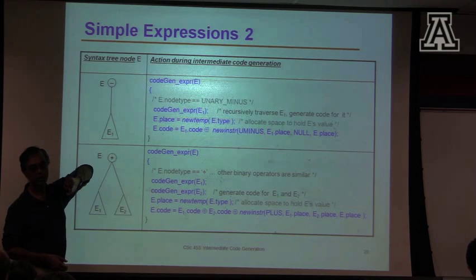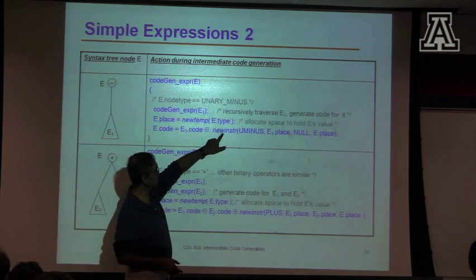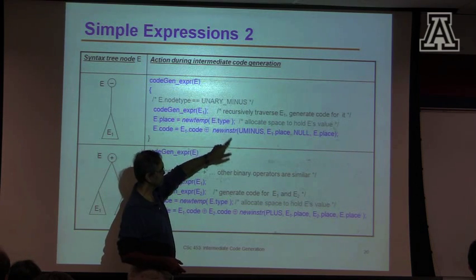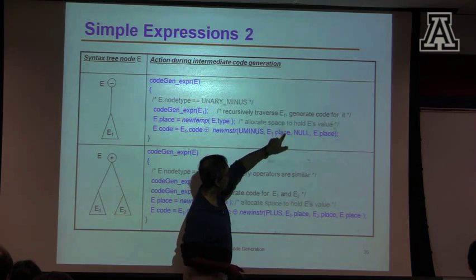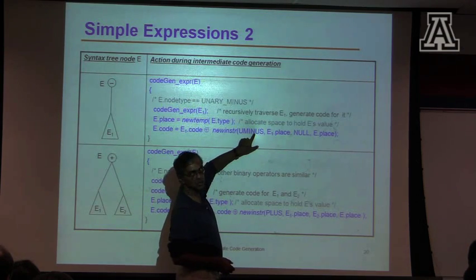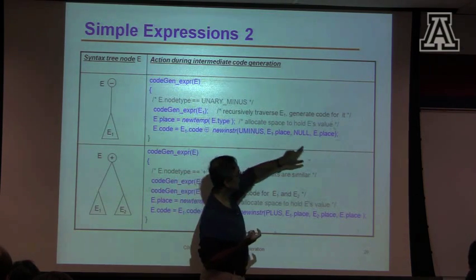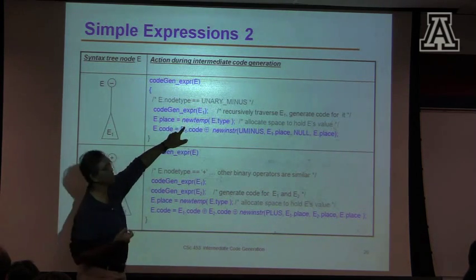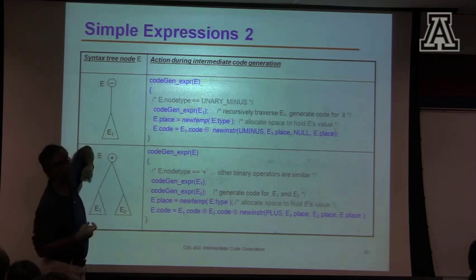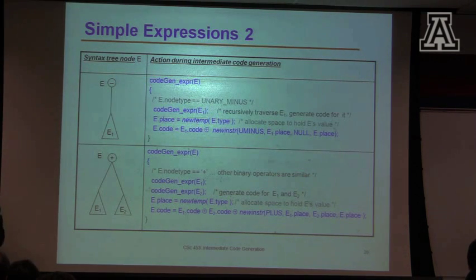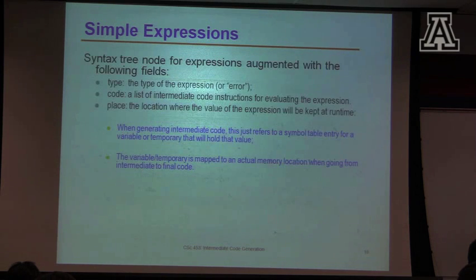So I'm creating an instruction that says take whatever value is at this location, apply a unary minus operation to it, and put the result in this location. E.place is a new temporary that holds this guy's value. Yeah, John. Is place just a pointer to the location on the syntax tree? Place is a location where the value of the expression will be kept. At this point, it's a symbol table entry. So it's just a pointer to that symbol table entry.